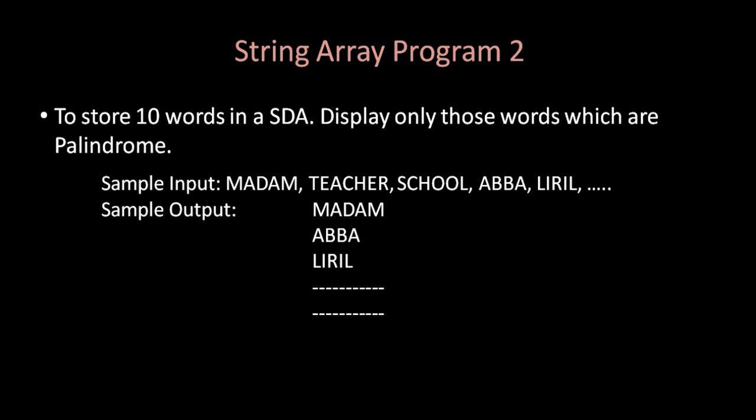So the second program is to store 10 words in a single dimensional array. Display only those words which are palindrome. We already discussed palindrome programs in previous videos. So you know what a palindrome is? It's a word which reads the same if you read it in reverse order, right? So when you reverse the string and read it, it will be the same as the input. You can see some sample inputs are given, and you are going to display only the words which are palindromes. So you are going to see both the programs in BlueJ.